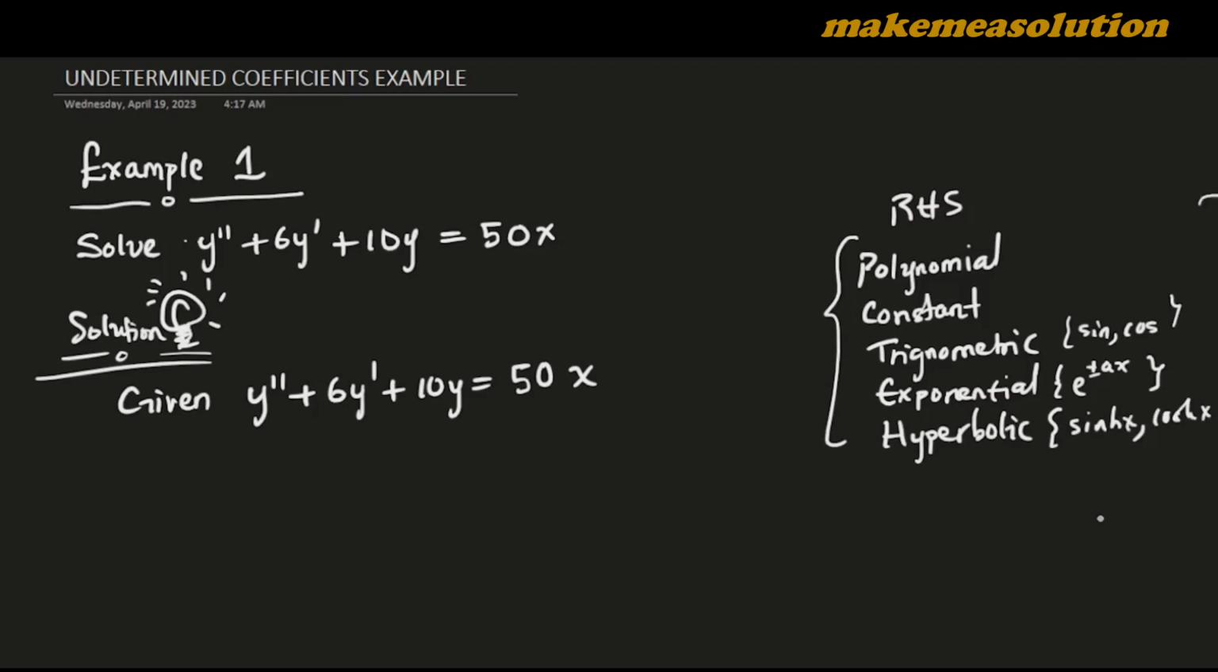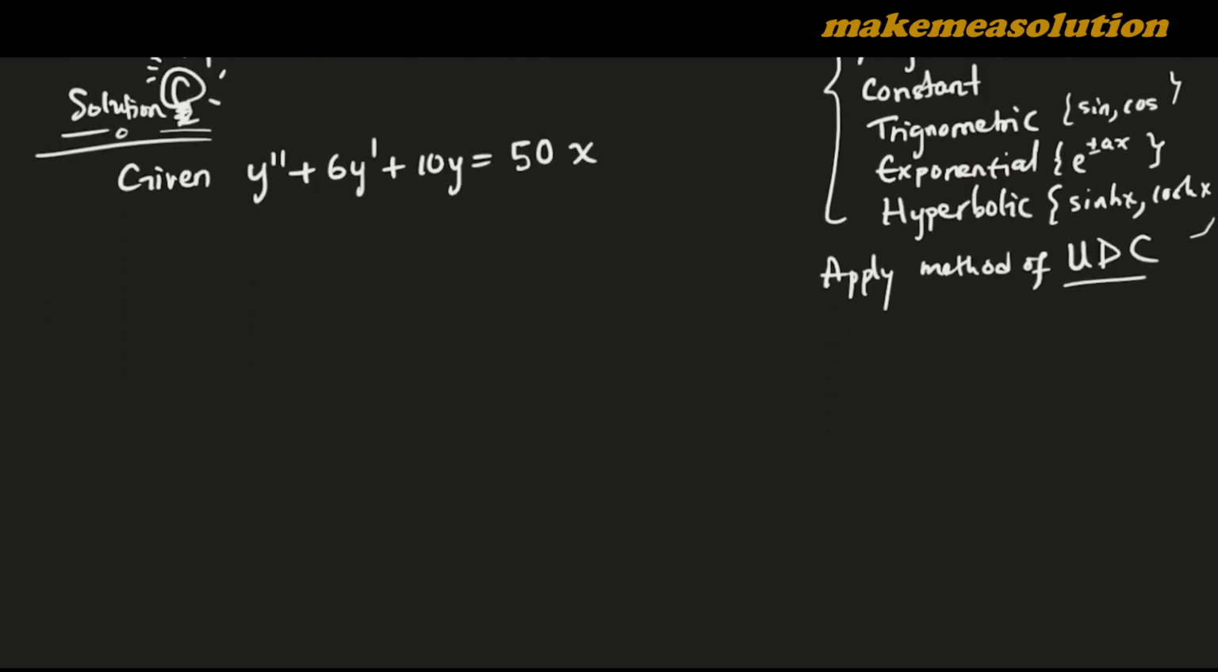When your right hand side is any of these elementary forms listed here, then you can apply the method of undetermined coefficients, UDC. So we are going to apply the method of undetermined coefficients in solving these problems. For this tutorial, let me assume that you know the general forms for representing each of these cases, but let me just run through it quickly as a refresher.